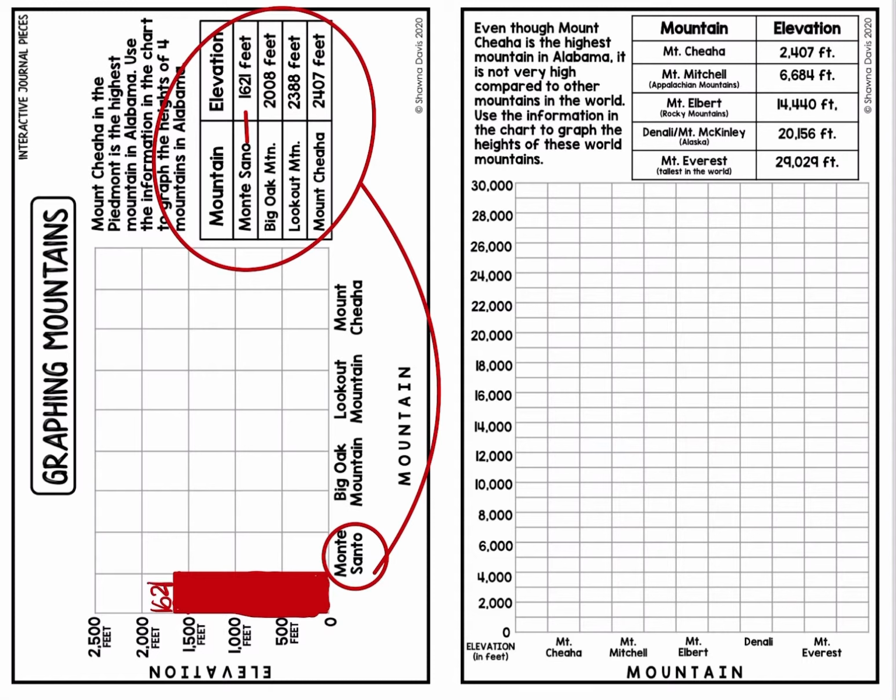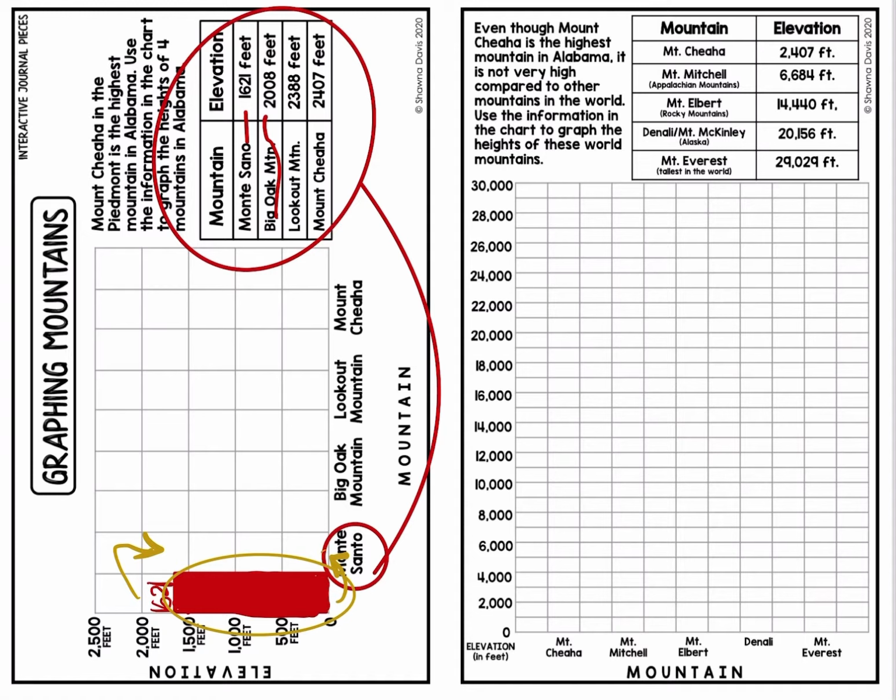Now here for Big Oak Mountain, it's 2,008 feet. So you want to use a different color here. And this one should have actually been right here, so make sure you put it in the right spot. That's a big thing to make sure, because if you've got it over to the left right here, then it looks like you don't know what you're doing. Kind of like what Miss Carrie looked like when she did that.